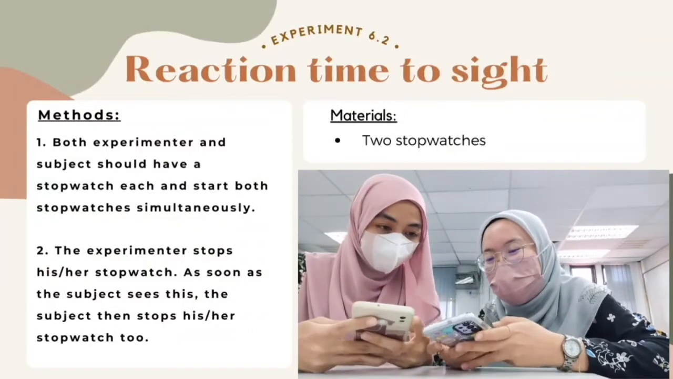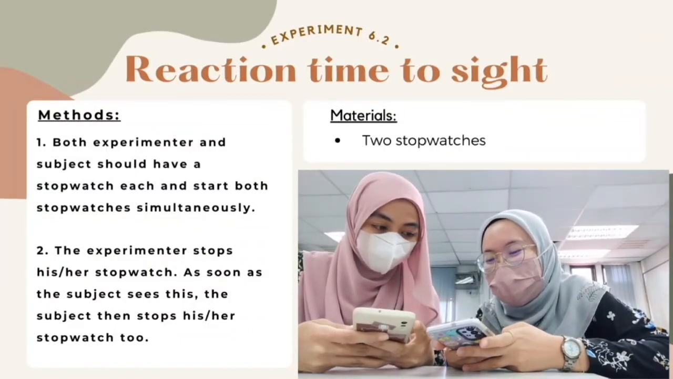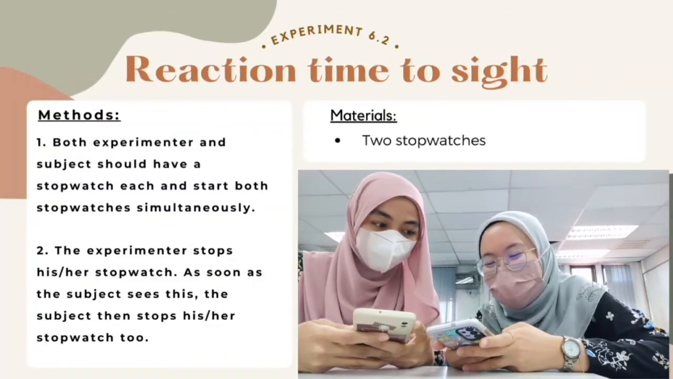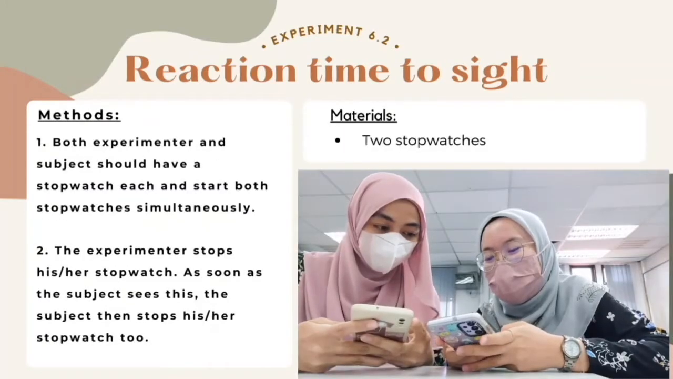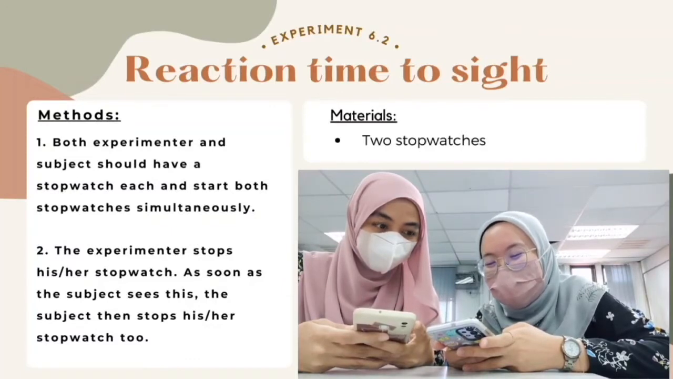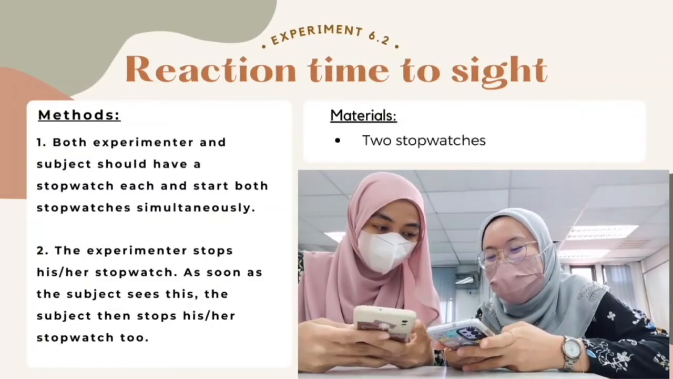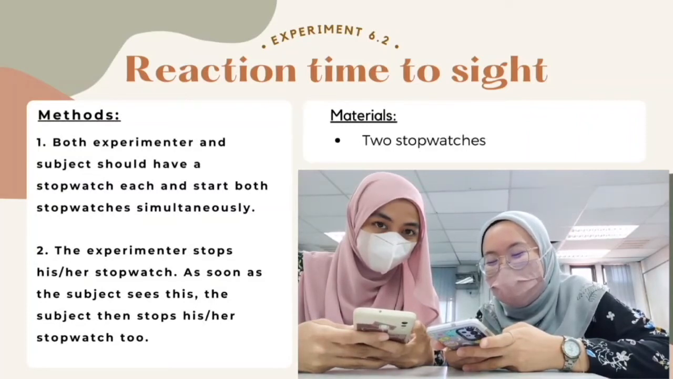For the second experiment, which is reaction time to sight, the materials we needed are 2 stopwatches. First, both experimenter and subject should have a stopwatch each and start both stopwatches simultaneously. Next, the experimenter stops his or her stopwatch. As soon as the subject sees this, the subject then stops his or her stopwatch too.